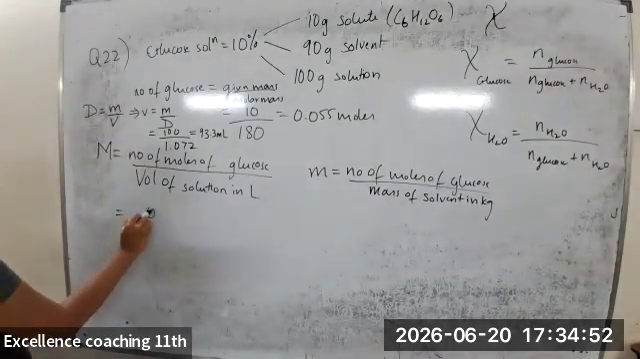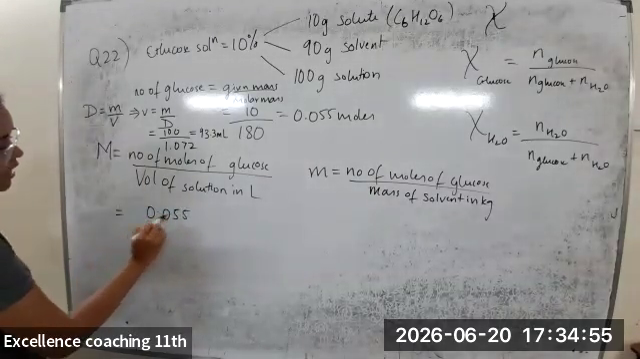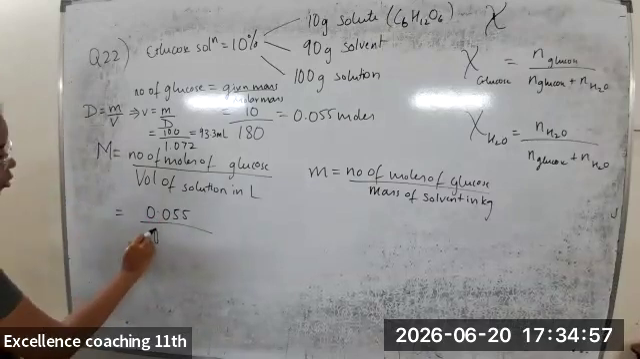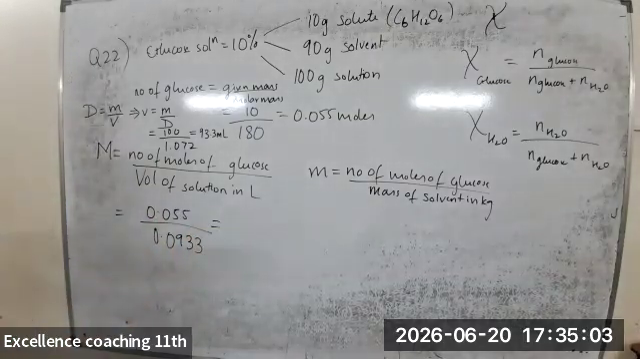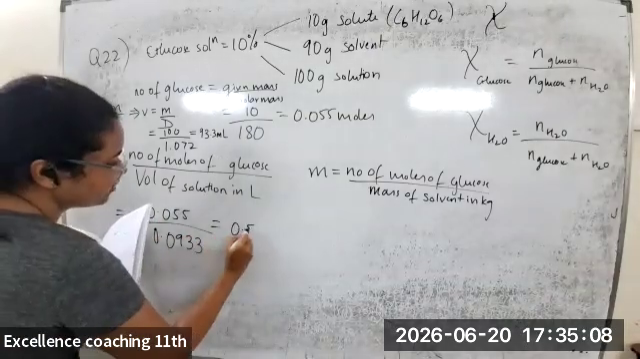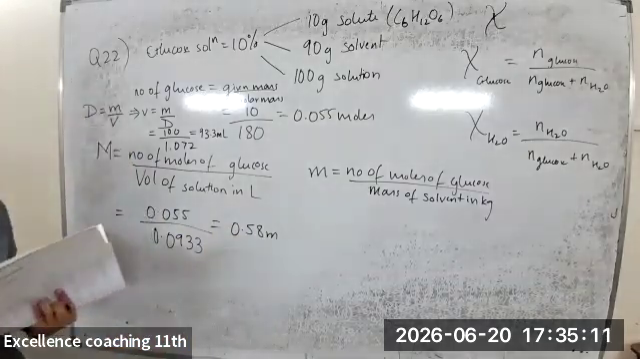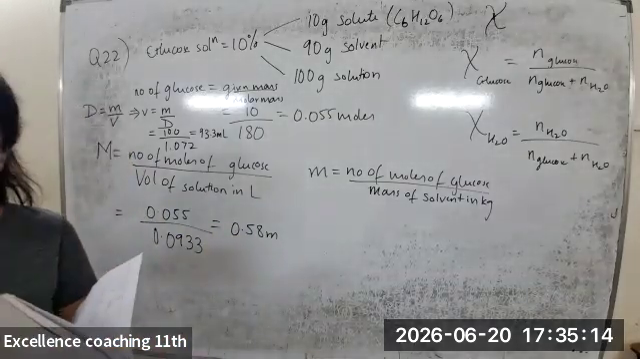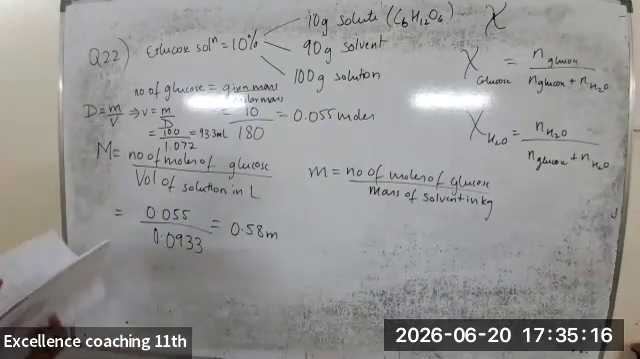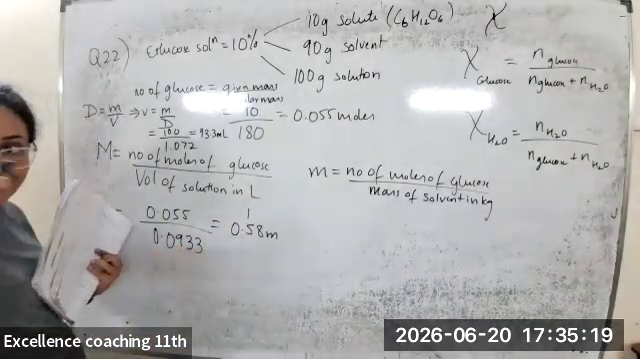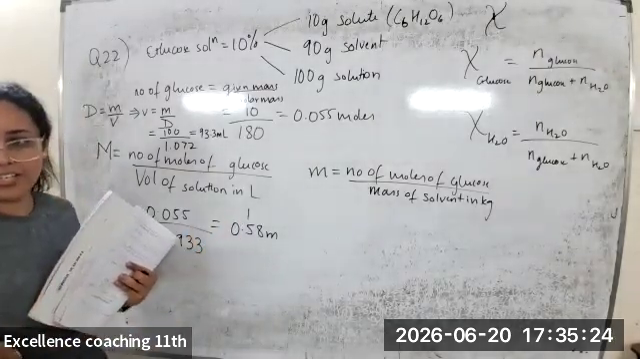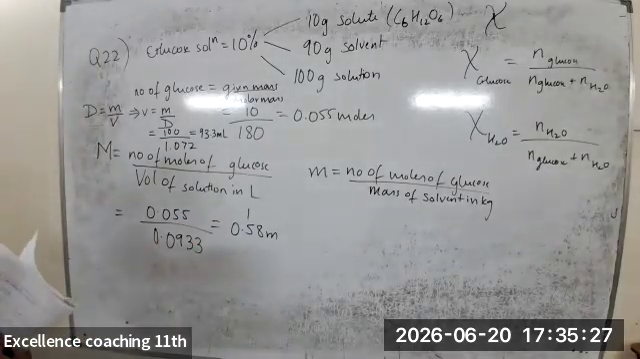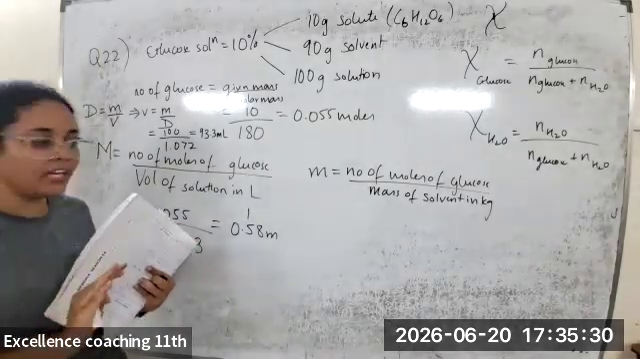So number of moles will be 0.055 upon 0.0933, right? So molarity will be 0.58. If you all get 0.59, that is also accepted. Here and there it is accepted, but a very vast difference in the first number just after the decimal point will not be accepted. Like if you get say 4 or 6, then half a mark or a quarter mark will be cut accordingly, depending on how far you are from the answer.